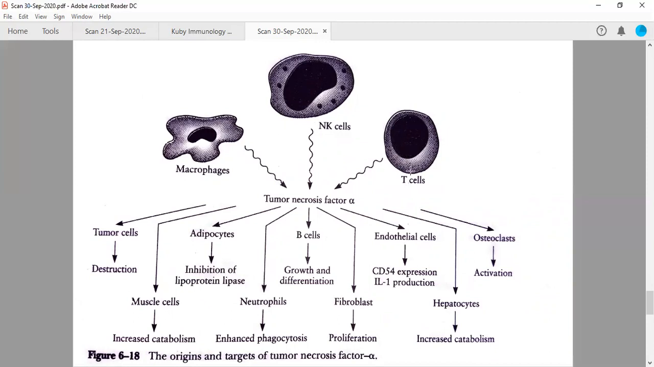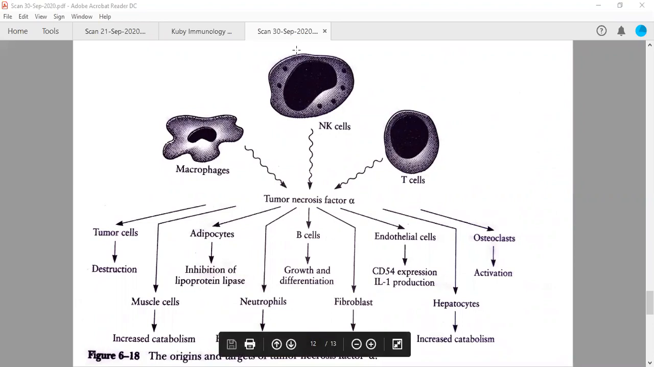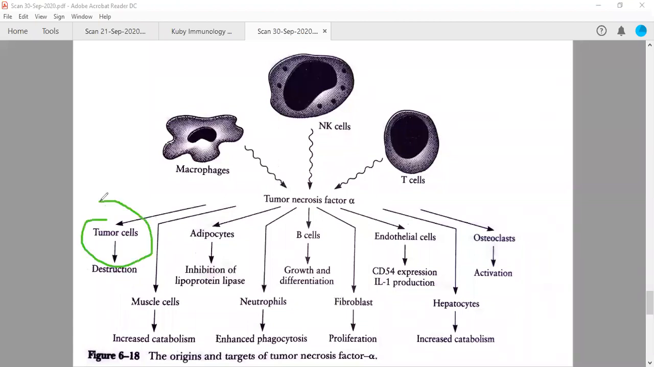As we know, the T cytotoxic cells are responsible for removing the tumor cells. The TC cells are responsible, so these will secrete the tumor necrosis factor alpha. Tumor necrosis factor alpha can have various functions. The first major one is the destruction of tumor cells. So first of all, I'm covering this. The tumor cells will be removed from the body with the help of this tumor necrosis factor alpha, also called TNF.